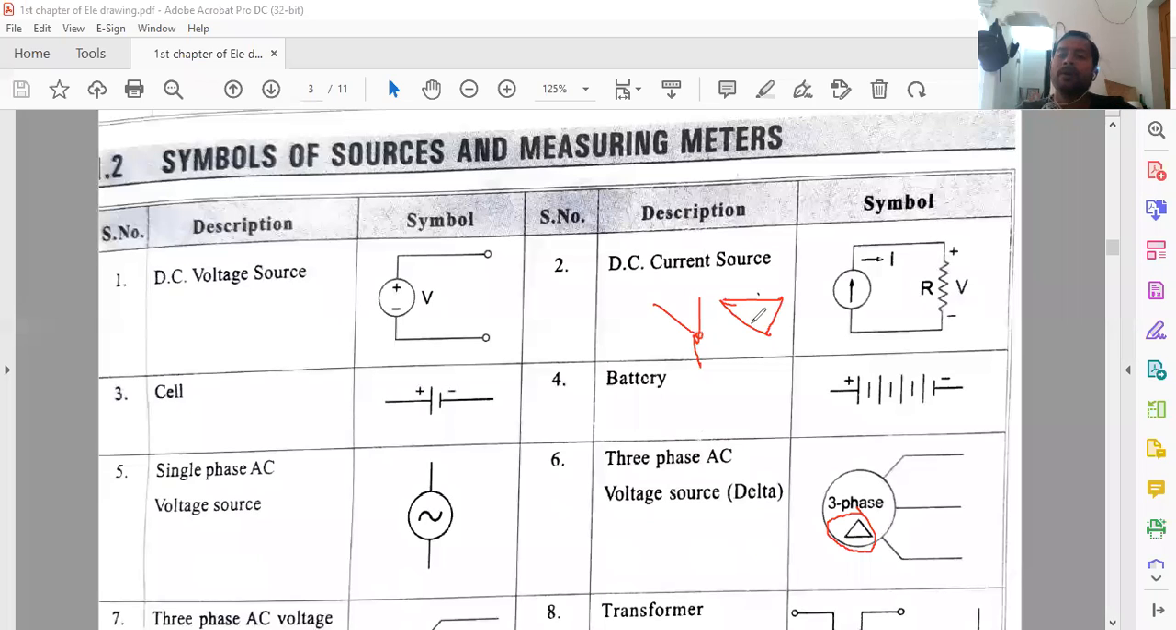Yes, sir. Okay, now three-phase connections are of two types: one is delta and another is star. So you should mention whether the three-phase is delta or star. If it is delta, it is represented with a delta here; otherwise, if it is star, it will be like this. This is the three-phase delta connection. Is it clear? Yes, sir. Okay, next.